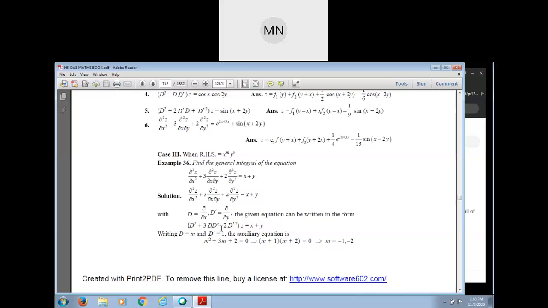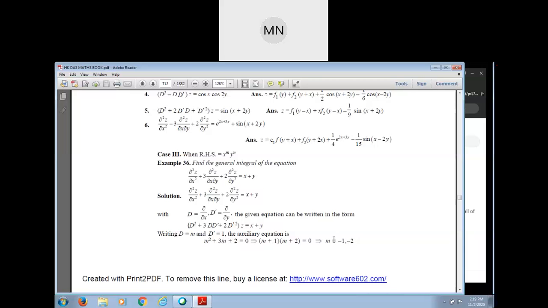So the auxiliary equation is m square plus 3m plus 2 equals 0. When we solve this quadratic equation by factorizing, we get the value of m. M is the root of this equation. So the roots of this equation are minus 1 and minus 2.